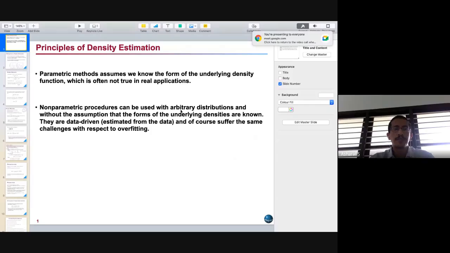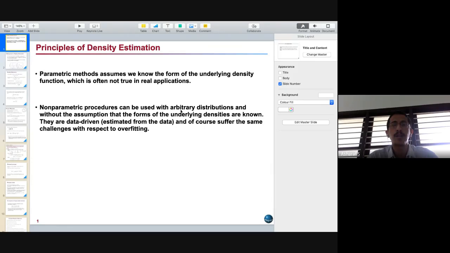So far we have seen one type of density estimation, which is primarily a parametric method, and the method that we have seen is MLE, maximum likelihood estimate, where we assume that the form of the underlying density function is known, and our problem reduces to estimating the parameters of the density function.